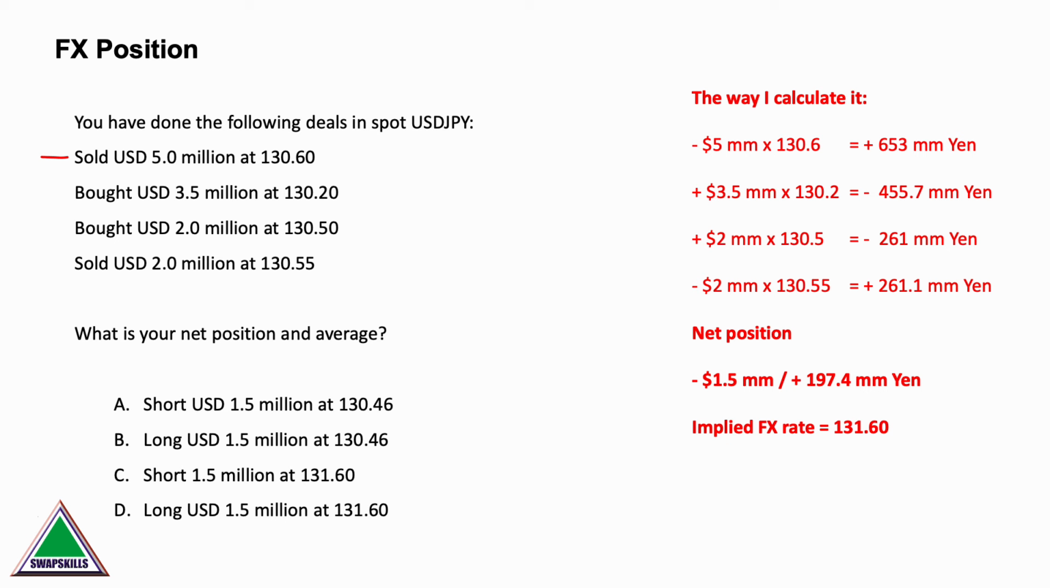million at a dollar yen rate of 130.60. You bought $3.5 million at 130.20 yen to the dollar. You bought another $2 million at 130.50, and finally you've sold $2 million at 130.55.